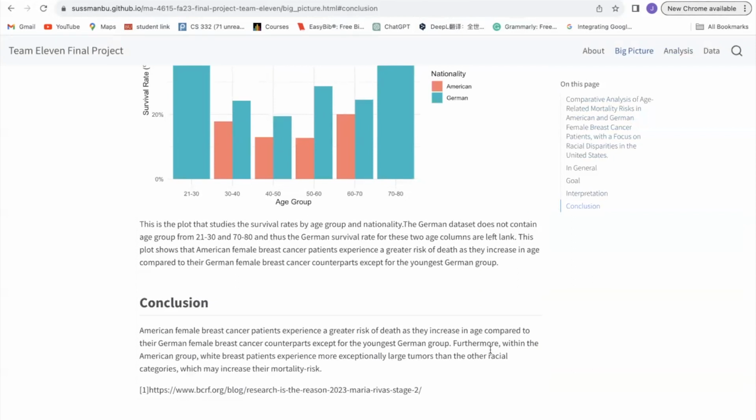Furthermore, within the American group, white breast cancer patients experience more exceptionally large tumors than the other racial categories, which may increase their mortality risk. And thank you. Here's our final result.